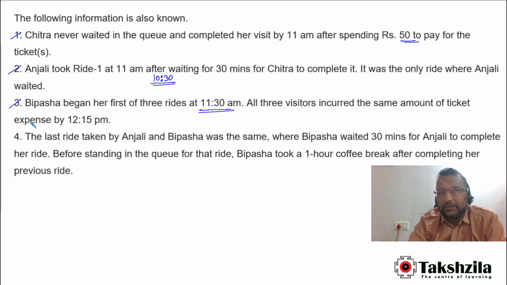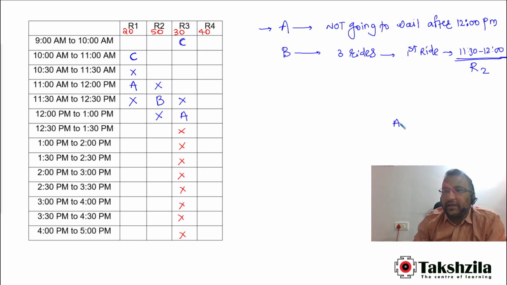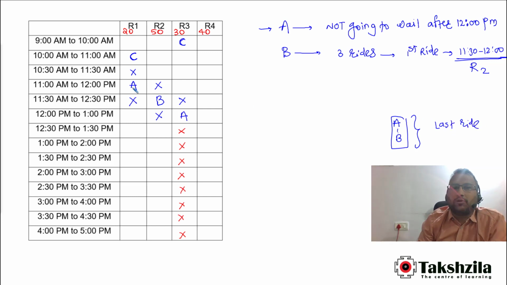Statement number 4. The last ride taken by Anjali and Bipasha was the same, where Bipasha waited for 30 minutes for Anjali. It means that on that particular ride Anjali will go first and then Bipasha. Can that be ride 1? No, because these are the last rides. So this ride cannot be ride 1, because ride 1 A already took in the morning from 11 o'clock to 12 o'clock. After that A took ride 3. So this ride cannot be the last ride for A.